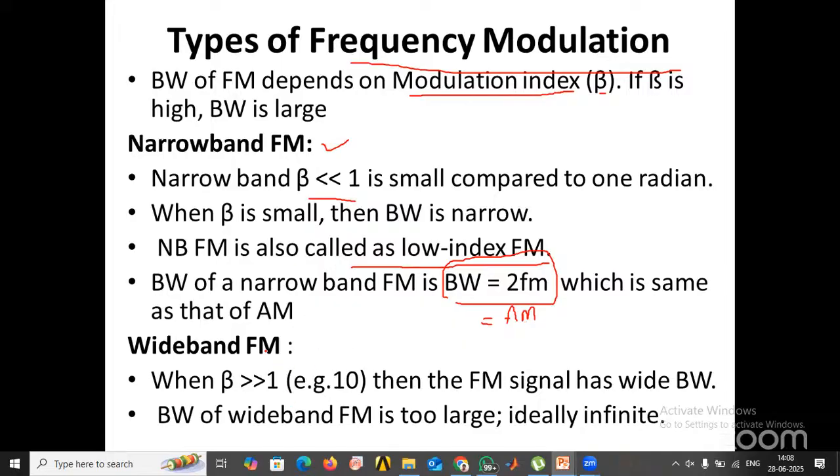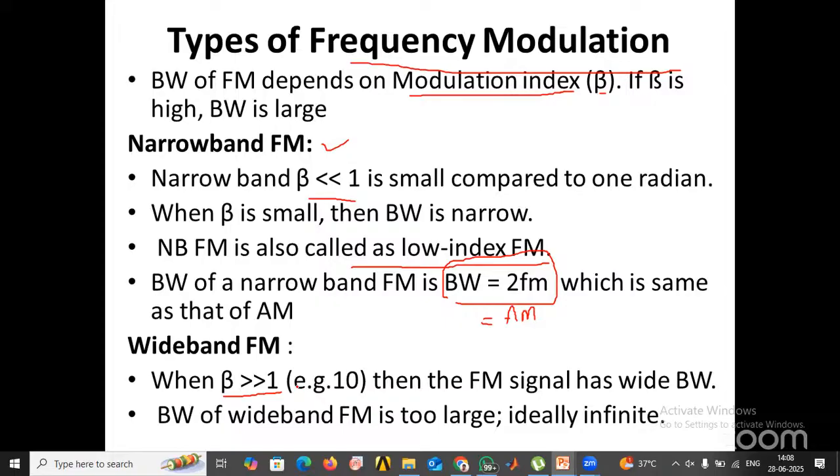For wideband systems, the beta must be far greater than 1. In what case will beta be very high? If the actual deviation is much greater than the allowable deviation, then that case also exists. Such modulation schemes are wideband FM and narrowband FM.